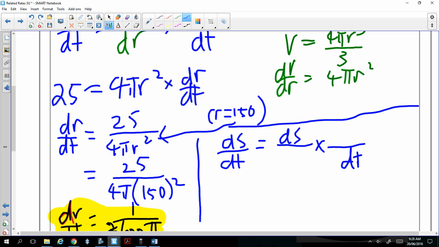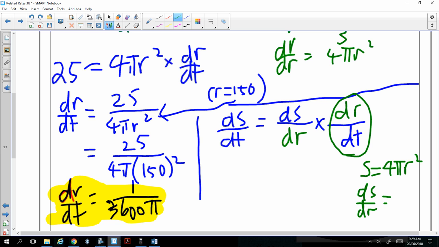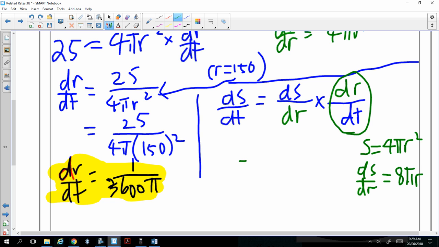So you do some working on the side. S, the surface area of the sphere, is 4 pi r squared. And then we're going to find dS/dr, which is equal to 8 pi r. So we're going to substitute. We're going to write 8 pi r multiplied by the stuff we just found, 1 over 3,600 pi. And the radius is still the same, 150.